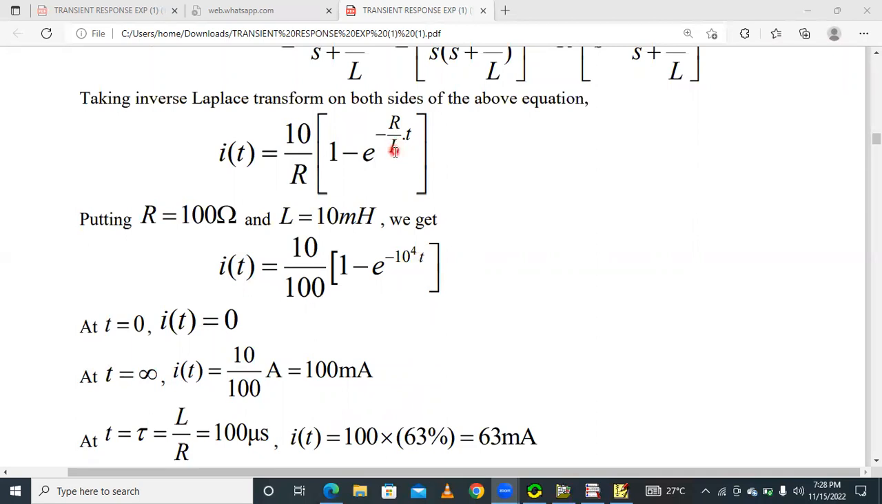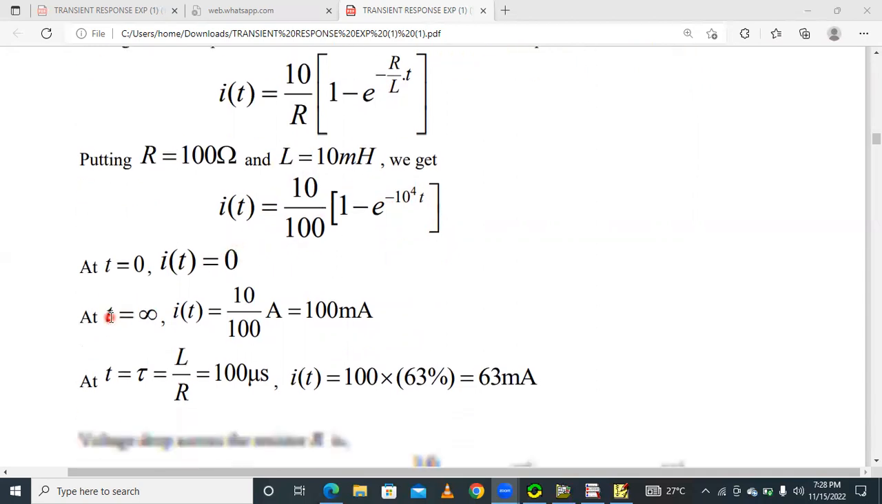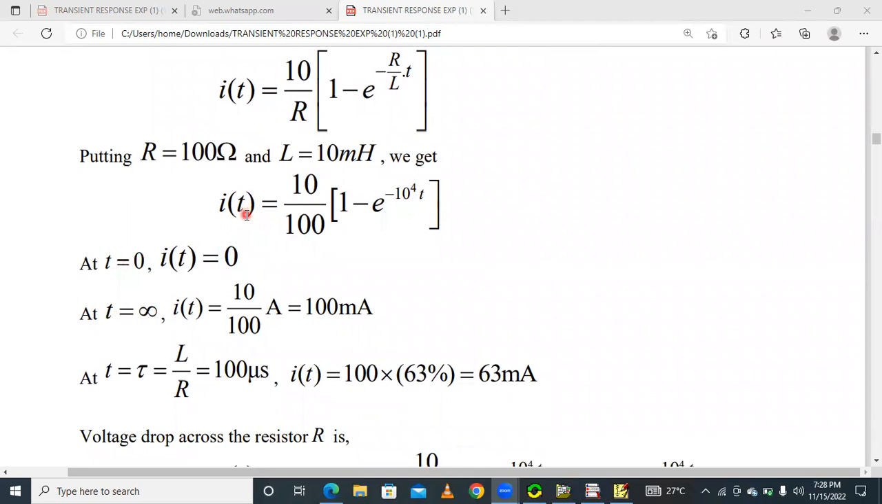The time constant is L by R. Substituting into the expression, at t equal to 0, e power 0 is equal to 1, and 1 minus 1 is 0. That's why I of 0 is equal to 0 in condition 1. Similarly, at t equal to infinity, e power minus infinity is equal to 0, so the current is 10 by 100, which is 0.1, that is 100 milliamps.